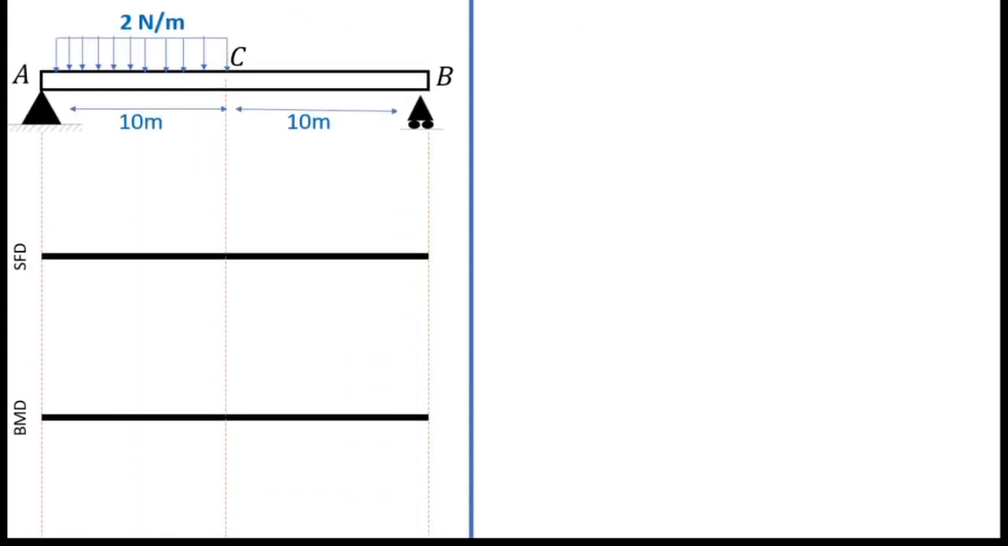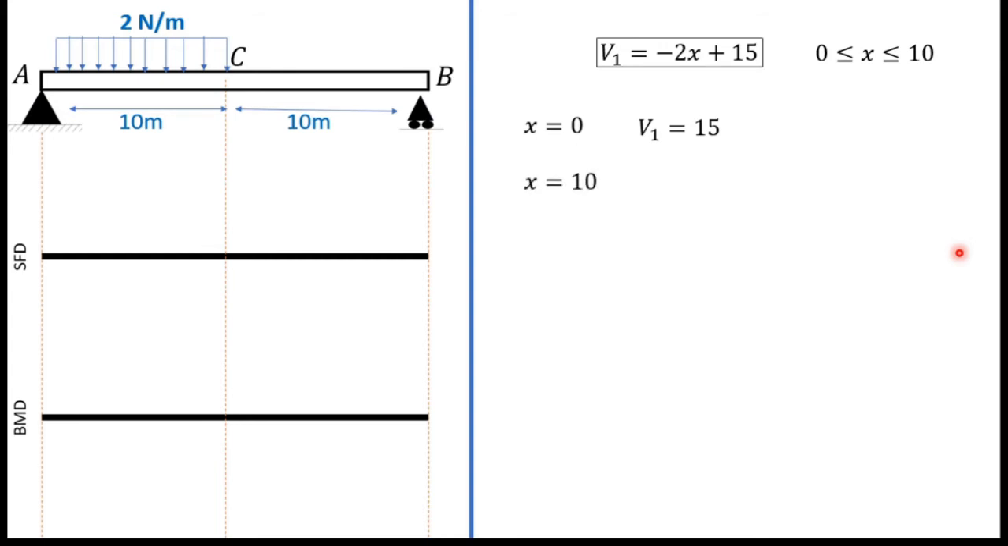So now I have to find the starting point and ending point of this shear force diagram. For that, this is our range. I will find V1 when x equals 0, then I will find V1 when x equals 10. So when x equals 0, V1 equals 15, and when x equals 10, V1 equals minus 5. So you can find it by substituting these values into this function, right?